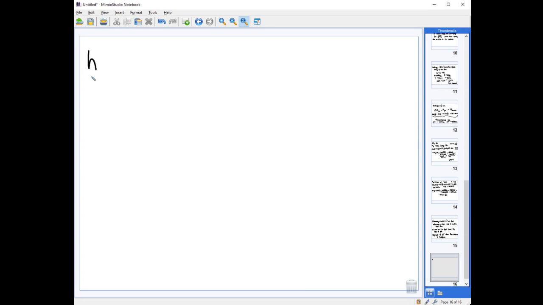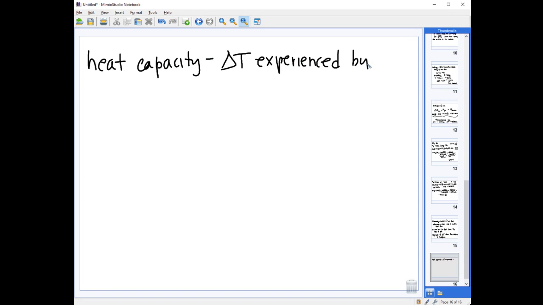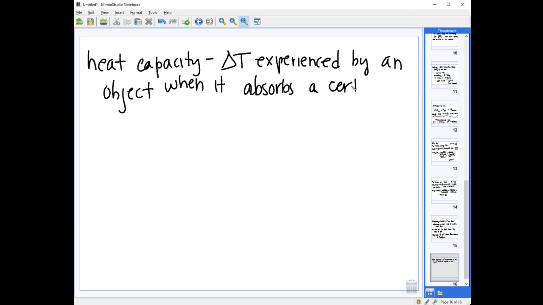Okay, so heat capacity is the change in temperature, the delta T, experienced by an object when it absorbs a certain amount of heat.